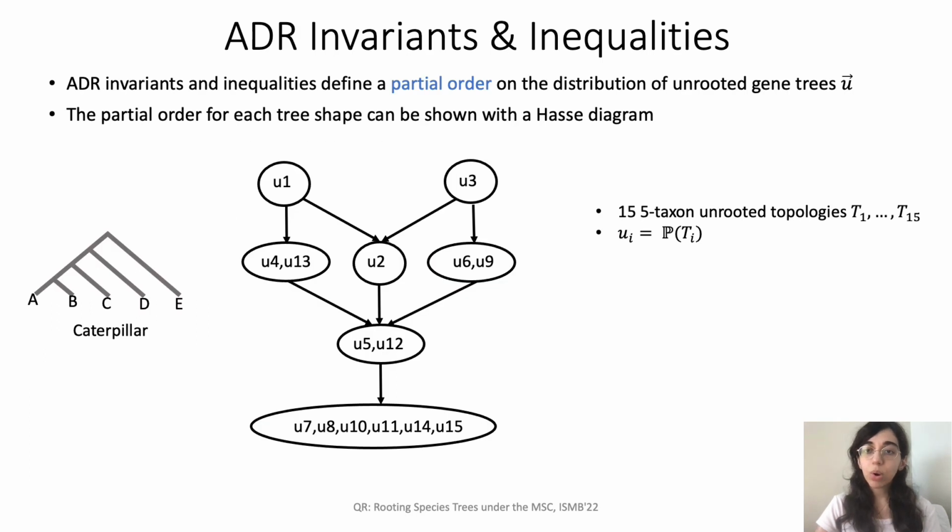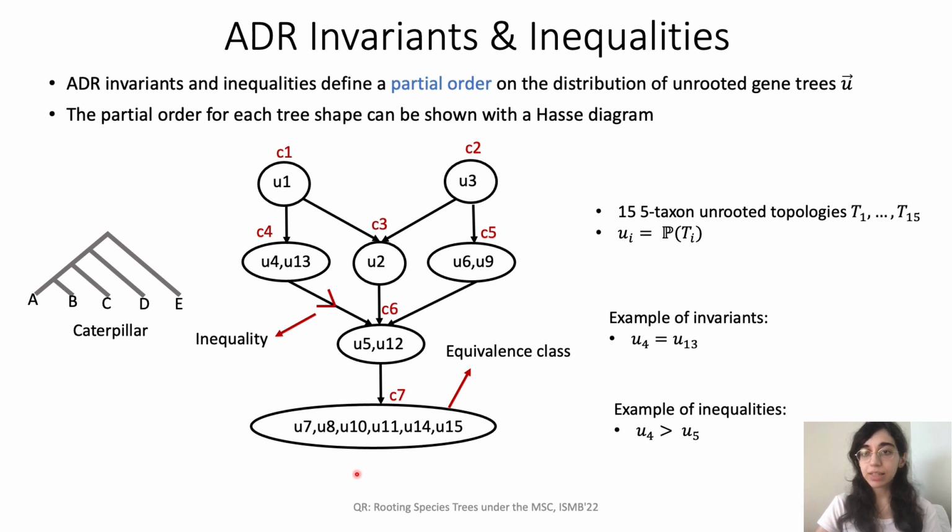The invariants and inequalities found by ADR define a partial order and a distribution of unrooted gene trees for each model species tree. And the partial order of each tree can be shown with a Hasse diagram, as we can see in an example in this figure. In this talk, I will show the 15 unrooted 5-taxon trees with T1 to T15 and their probabilities with U sub i values. So here we have a caterpillar tree in its Hasse diagram.